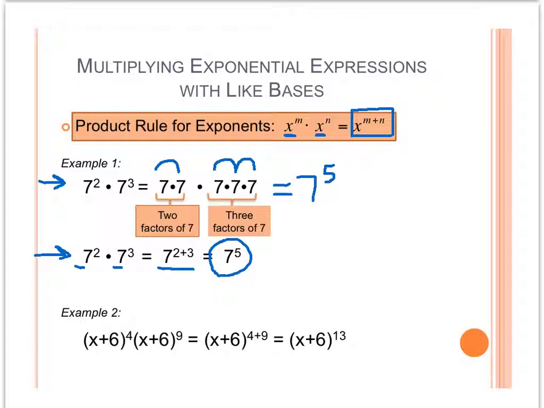Now let's look at another example where we have the like base of the quantity x plus 6 and the quantity x plus 6. So since those like bases are being multiplied together, we know that we can just add these exponents. So we get the quantity of x plus 6 raised to the 4 plus 9th power. And we end up with a result of the quantity x plus 6 to the 13th power.